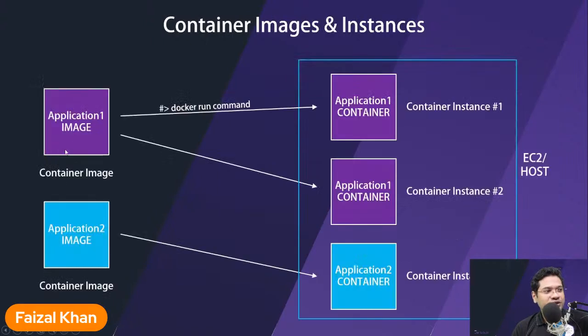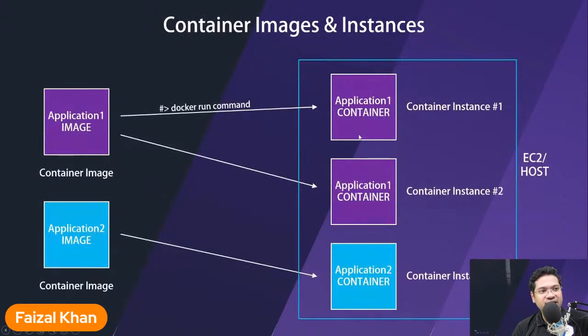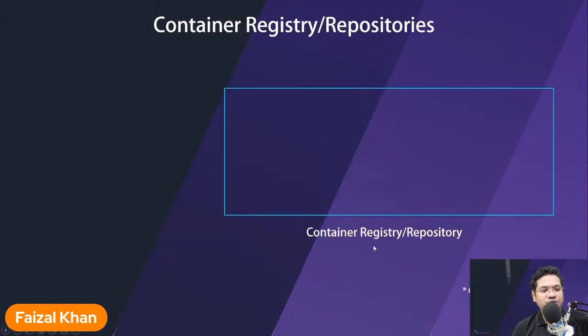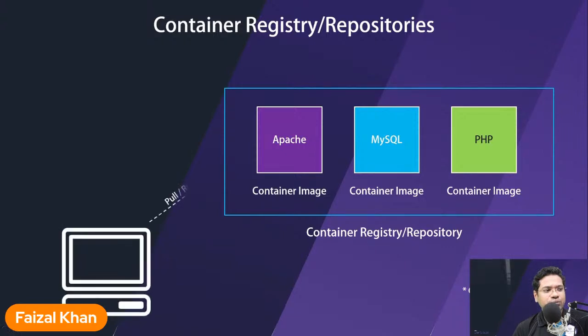And where do you store these images? You store them in something called the container repository, right? So you have these images which are running as containers, but obviously you need to store that somewhere. So that's where you will store it, in the container registry or repository. So for example, over here you have Apache, you have MySQL, and you have PHP. Each one of these is a container image, right? So you need to basically pull them in order to run them, right?